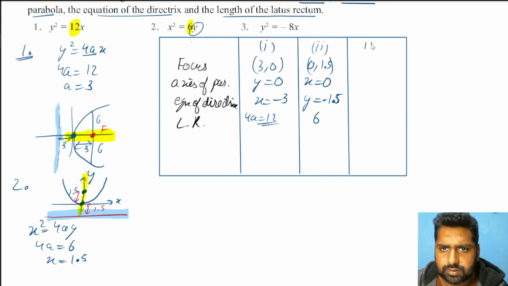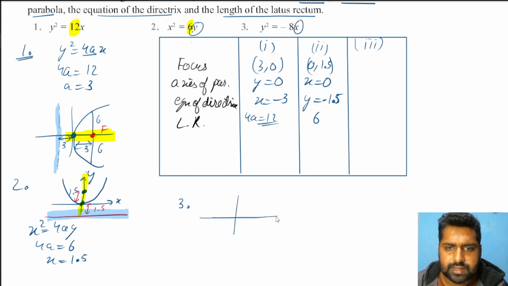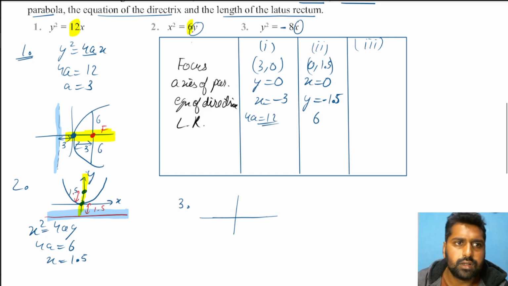Third part we were doing. Okay, third question. For the third one, he's saying y square equal to minus 4ax, minus 8x. So y square, first of all, which power is less? X power is less, so it will be drawn on the x-axis. But because it is written minus 8x, this is minus 8, so it will be drawn towards the left like this.